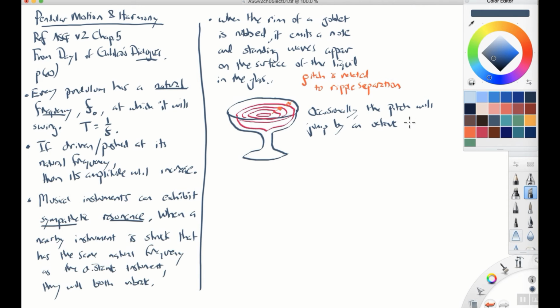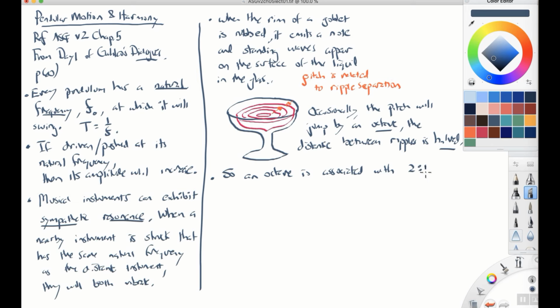And when that happens, the distance between the ripples is halved. So when the pitch goes up by an octave, the distance is halved. And this suggests a mathematical relationship between these pitches. So an octave, Salviati concludes, is associated with either a 1 to 2 or a 2 to 1 ratio. An octave is somehow associated with a 2 to 1 ratio.